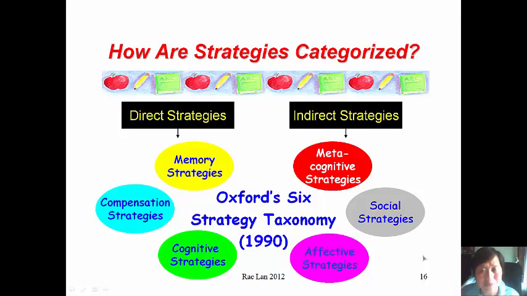So for their taxonomy, there are cognitive strategies, metacognitive strategies, and finally, social affective strategies. But my advisor, Rebecca Oxford, is more analytical, I think. In 1990, based on her research, she put learning strategies into 2 big categories, and under them there are 3 different strategy categories.